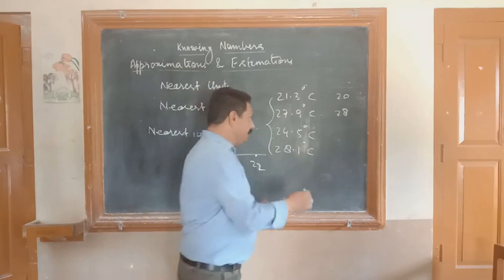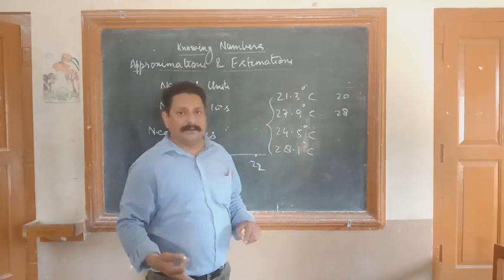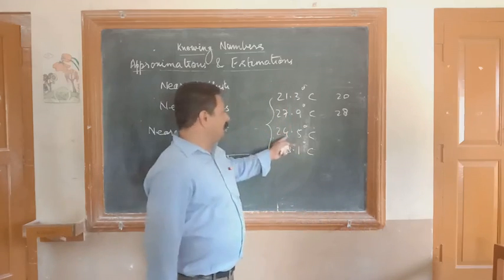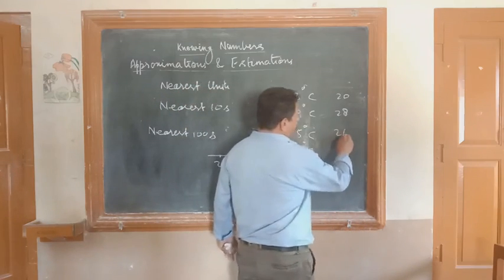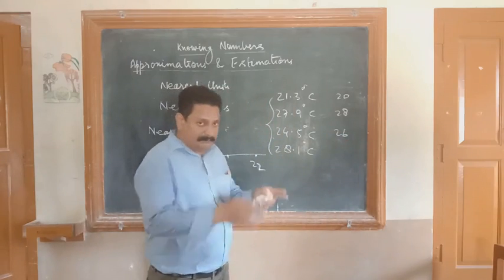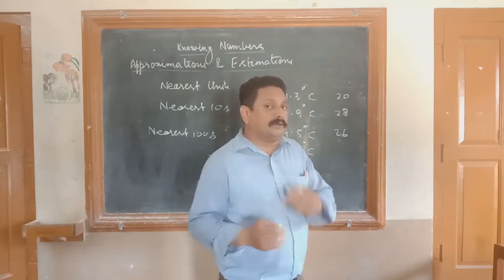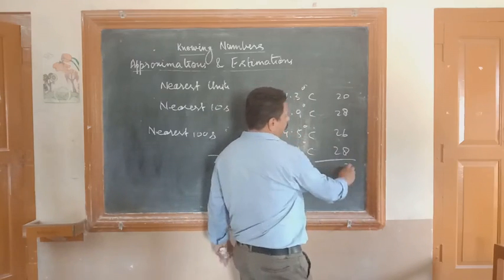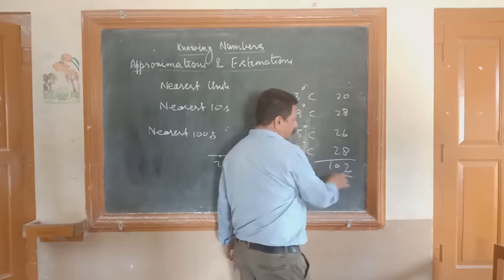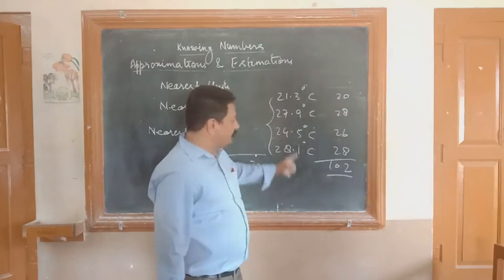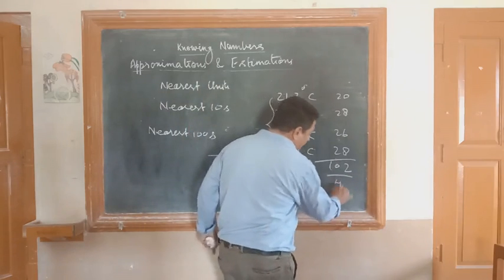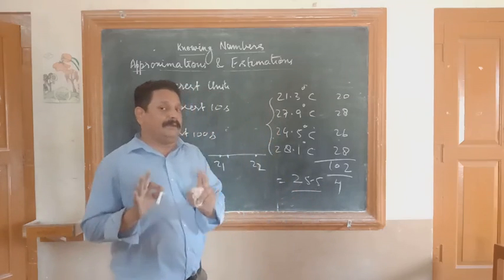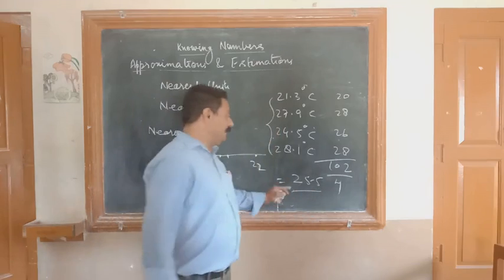24.5. Whenever you have 0.5 or more than 0.5, it is always converted into the whole number next to that. So 24.5 will be taken as 25. 28.1 is in between 28 and 29, but it is closer to 28. So we take it as 28. Simple. Add them all. 102. This is the total temperature of these 4 days. Average temperature, divided by 4, 25.5. So you have an approximate value, estimated value of the average temperature.